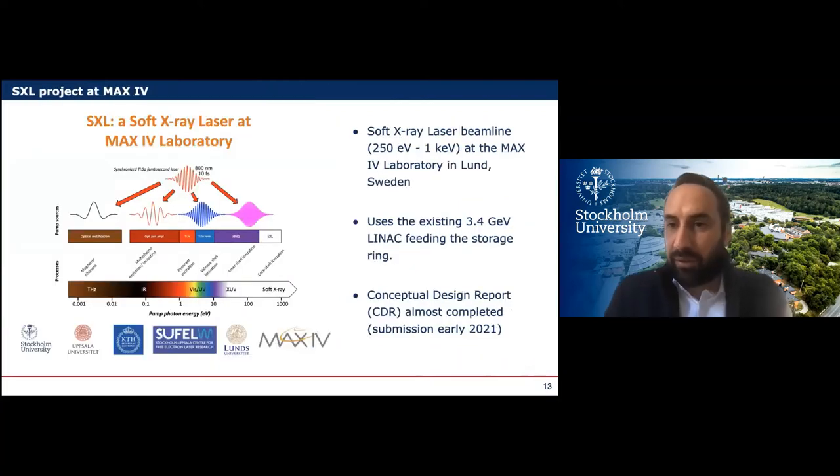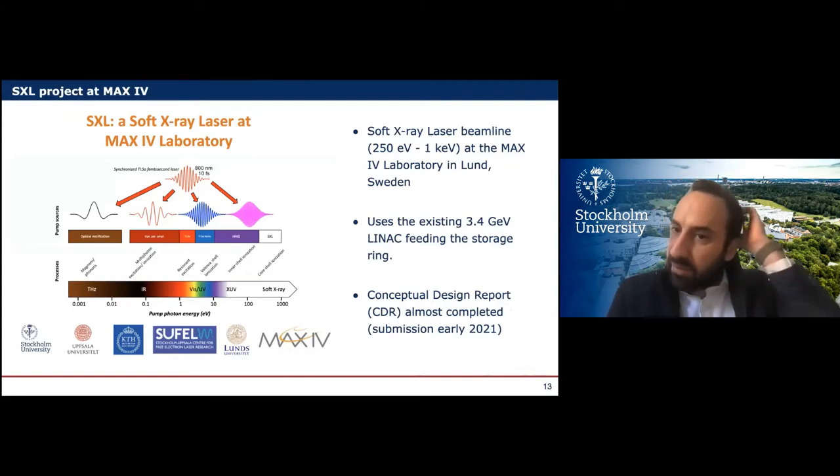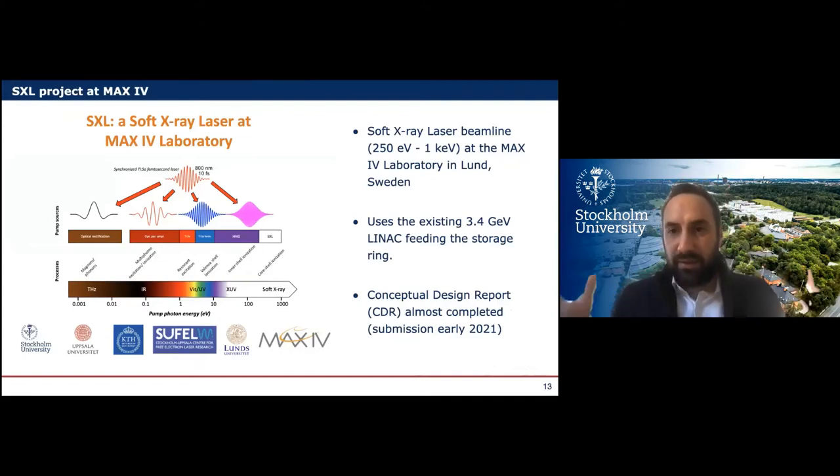And then I also want to mention that we are making an effort to build an FEL in Sweden using the existing LINAC at MAX IV. In this case, we would be in the soft X-ray regime only. So this would be the missing FEL in the world, since SACLA does only hard X-rays. We would do only soft X-rays, which is very in line with the traditional spectroscopy that Sweden has.